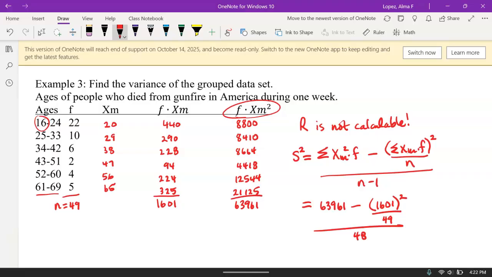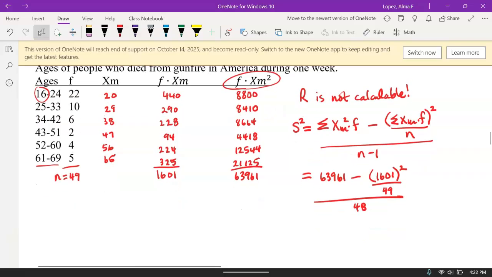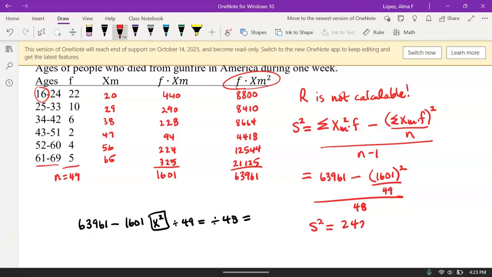Now, all of our variance formulas are plugged in exactly the same way. I'm going to type it in one more time. This works on all calculators. Some of you that are really good at plugging into your calculator and building the formulas, you can do that on your own. If you need help, here's another try. 63,961 minus 1,601, that number squared, divided by 49 equals, divided by 48 equals. And you should get, for our variance, 242.724. We always want to keep 3 decimal places on our calculations.